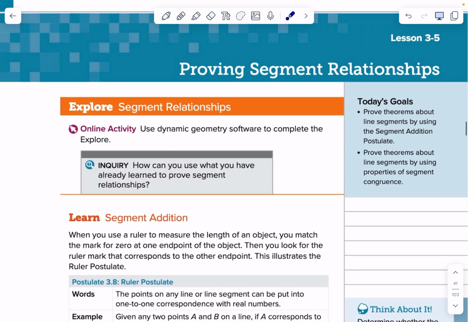On to the first page. Front side of 3-5. Flip to the front. First page. Proving segment relationships. Okay, we've got segments going on.